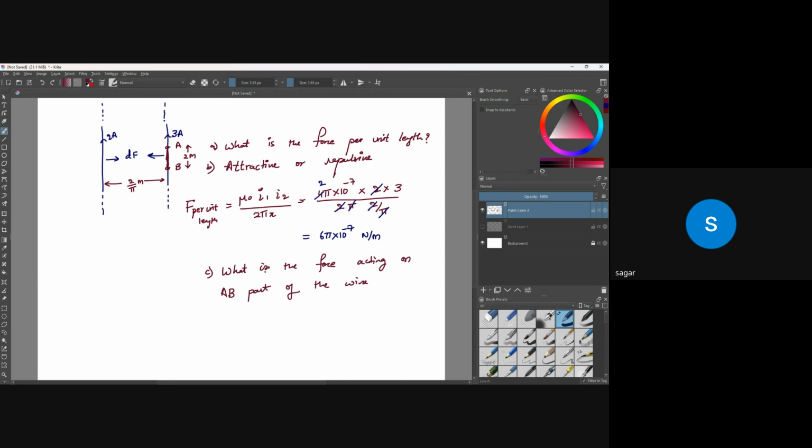All right, so tell me, guys, what is the force that is acting on that AB part of that wire? How do you find that out? Tell me, someone. Force per unit length into length. Yeah, force per unit length multiplied by the length of the section AB. 6 pi into 10 power minus 7 multiplied by 2. So 12 pi into 10 power minus 7 Newton. That's all. So that's a simple question.